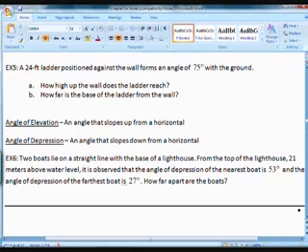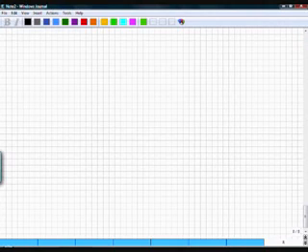Angle of depression. An angle of elevation is an angle that slopes up from the horizontal. That's confusing, right? An angle of depression is an angle that slopes down from the horizontal. Here's a good way to describe it.